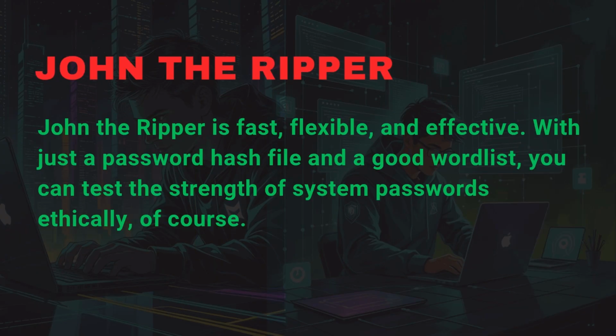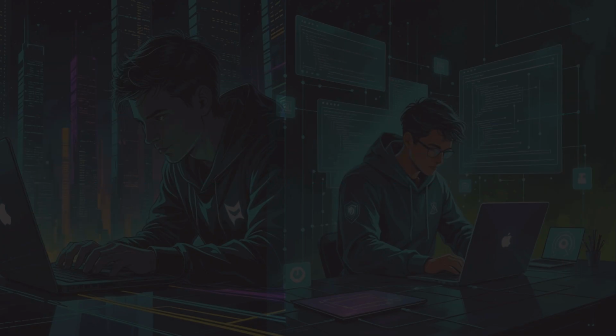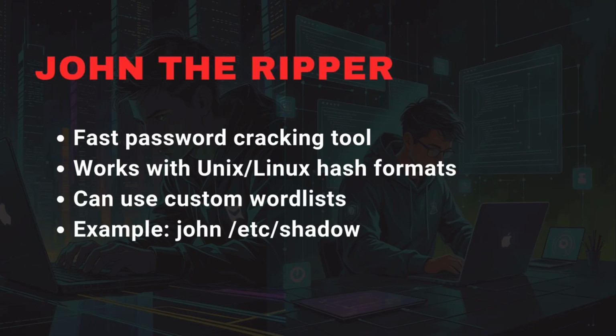John the Ripper. John the Ripper is fast, flexible, and effective. With just a password hash file and a good word list, you can test the strength of system passwords, ethically, of course. Fast password cracking tool. Works with Unix/Linux hash formats. Can use custom word lists. Example: john /etc/shadow.